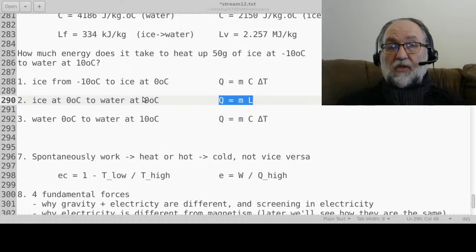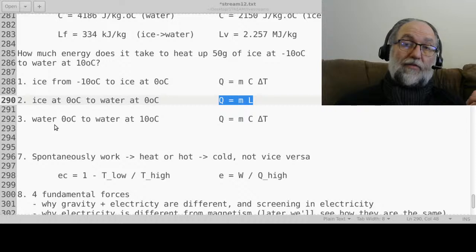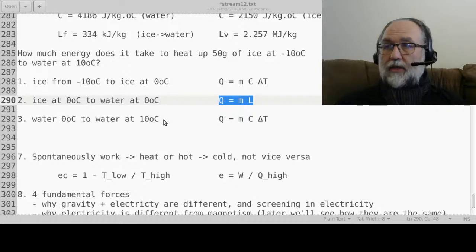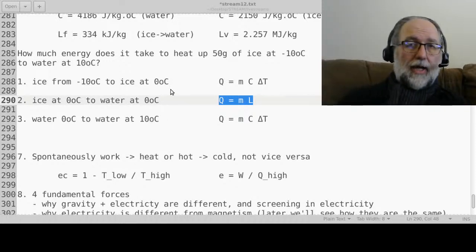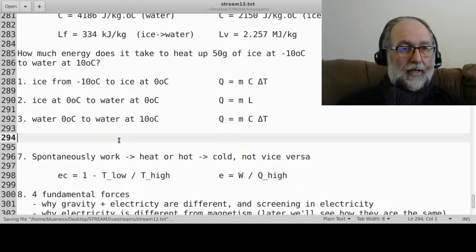Okay, and so there's 3 steps here because you're starting from the ice at below melting. You get it to ice at melting, then you melt the ice, and then you got water, and then from water at 0 all the way up to water at 10. Okay, and sorry, I just looked over at my dog there. All right, so let's do that.